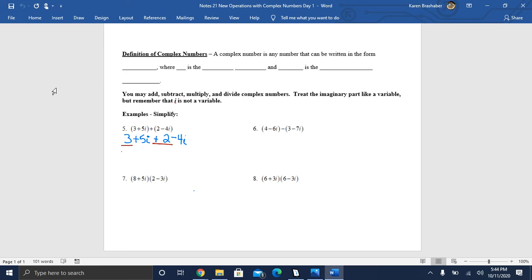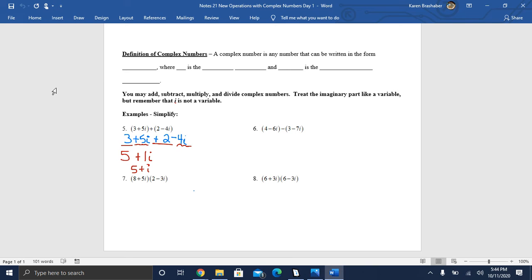3 plus 2, regular adding, it's going to be 5. And then the imaginary parts, so the plus 5i and the minus 4i, will add the numbers in front. So 5 and negative 4 add up to 1, and we'll write that as 1i. You might see it just as 5 plus i.